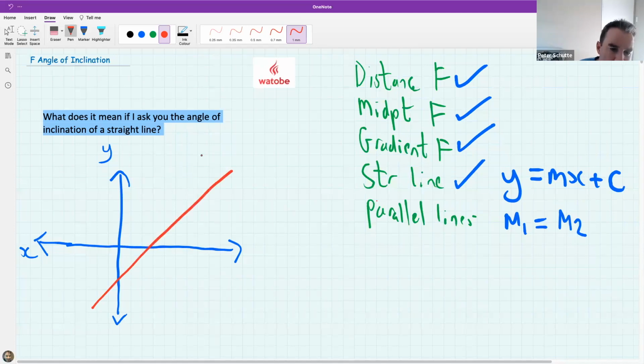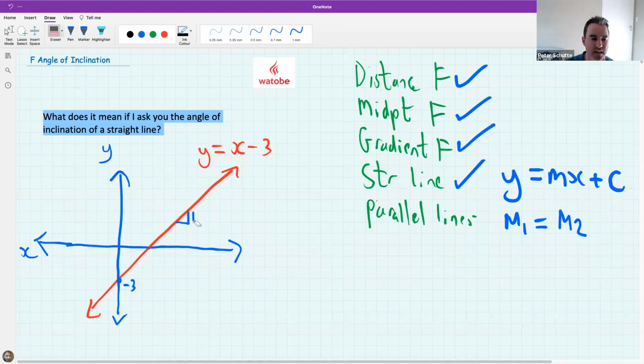Let's say the equation of this straight line is y equals x minus 3, so the gradient is 1 and it cuts the y-axis at -3. Here's my -3 down here. We can see that if we go 2 up and 2 across, that gives the gradient. So this is what we've been talking about lately, the gradient and intercept and that sort of thing.